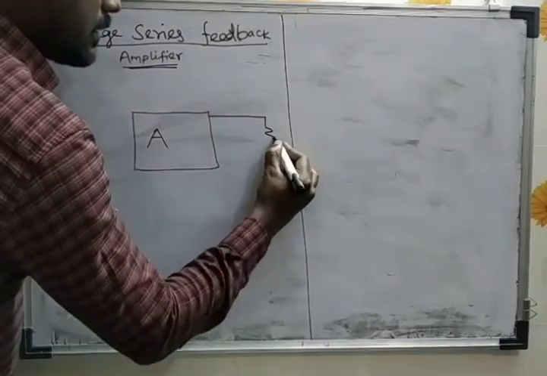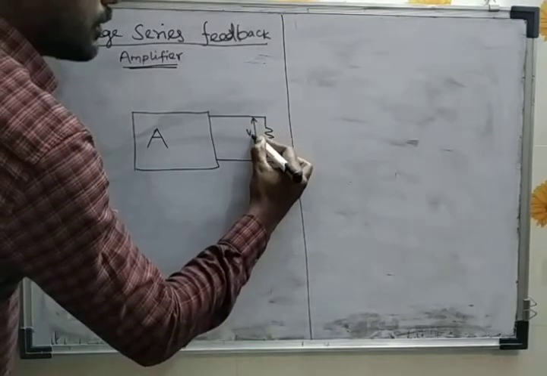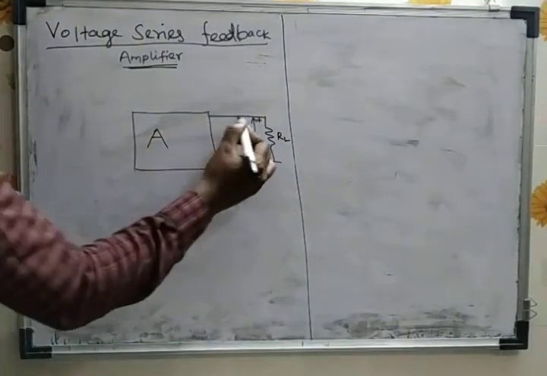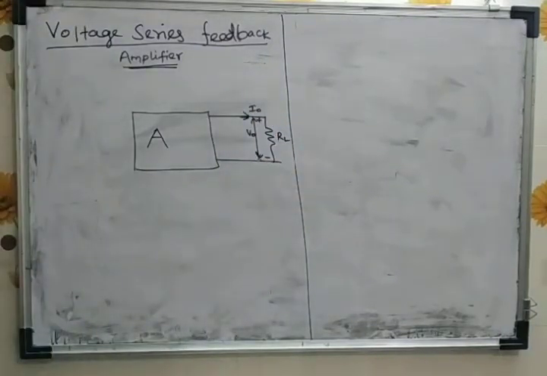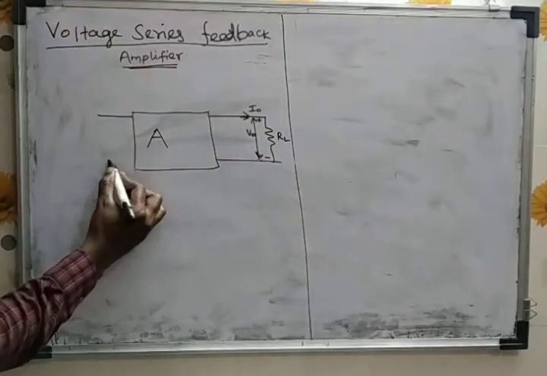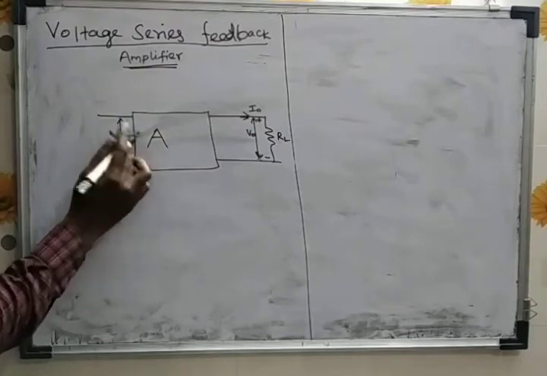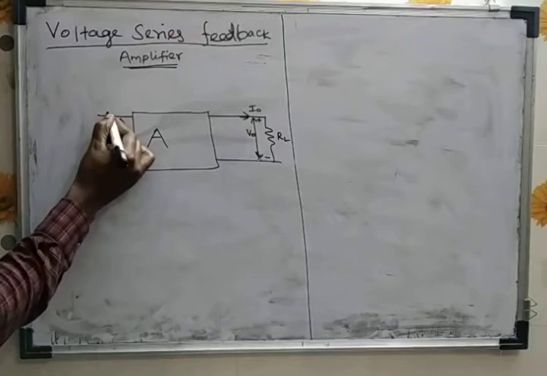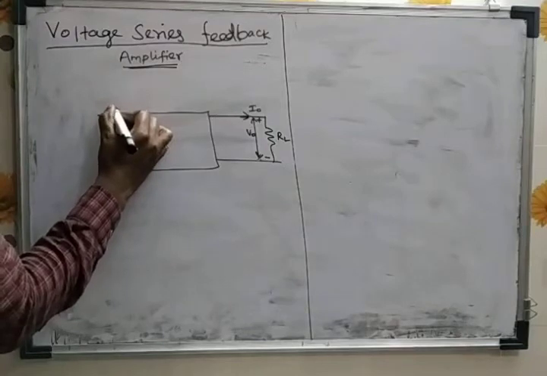Output voltage is V naught. Load resistance RL, so output current is I naught. Input to the amplifier is Vi, and current flowing to the amplifier is I.